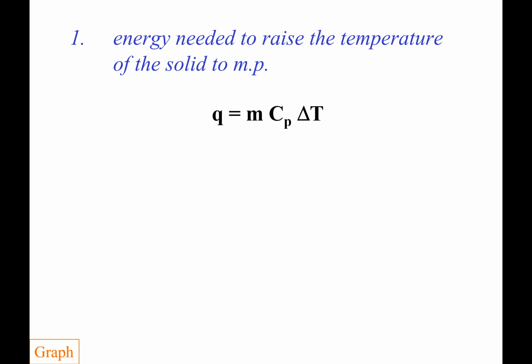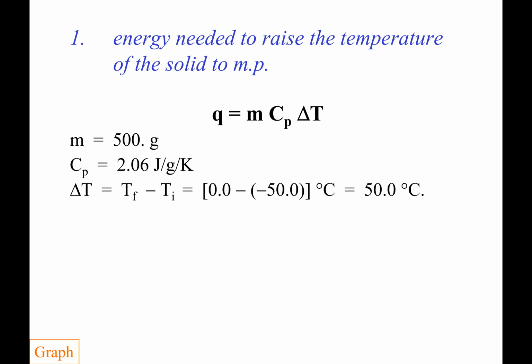Don't let this throw you off, though. The specific heat I had you memorize for liquid water is 4.184 joules per gram degree Celsius. That is not the specific heat of solid ice. The specific heat of water in its solid state is different, 2.06 joules per gram degree Celsius. Mass was given. Of course, our delta T is this difference right here. It's always final minus initial, so it'd be 0 minus a negative 50, which is 50.